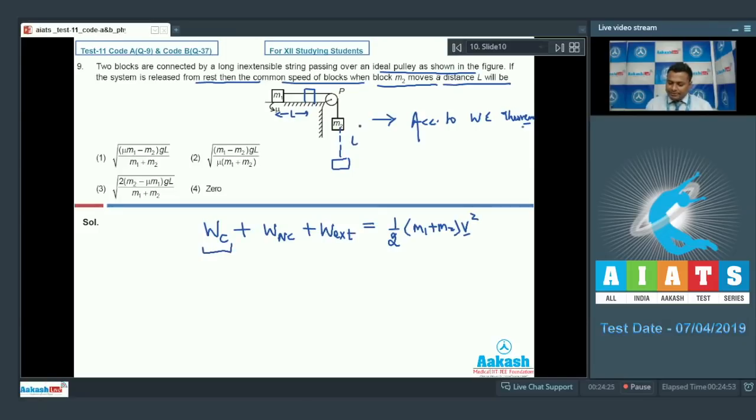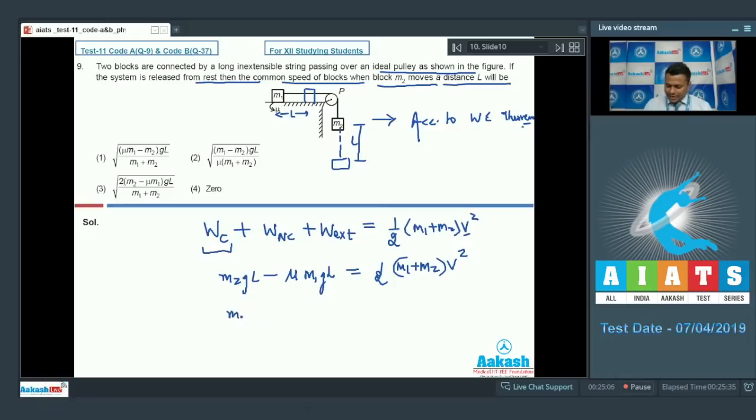Work done by conservative force. M2 is going down. So here work is done by gravitational force, that is m2gL, plus work done by non-conservative force. Friction is acting right here. So the block is going in the right direction. Friction is acting in the left direction. So negative work done. That's why minus mu m1g, the value of the friction force, into displacement L, equals half of (m1 plus m2) v square.